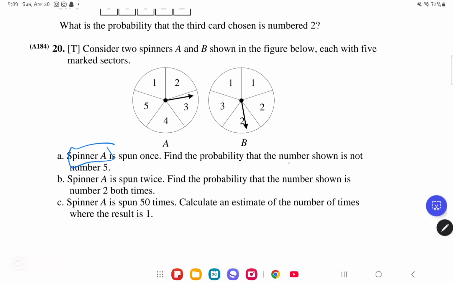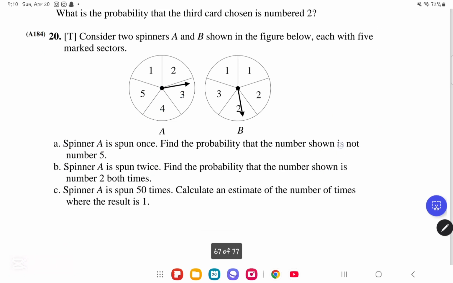Probability of not getting 5 is 1 minus the probability of getting 5. So 1 minus the probability of getting 5, which is what? 1, because you have one 5 out of how many? 1, 2, 3, 4, 5. So 1 minus 1 out of 5, which is then 4 out of 5. So very simply, spinner A is spun once, find the probability that the number shown is not 5. It is going to be 4 out of 5. So that is it for part A. We move on to part B.